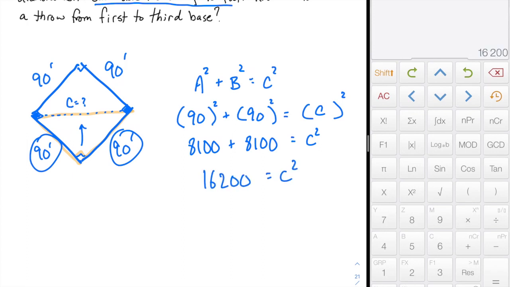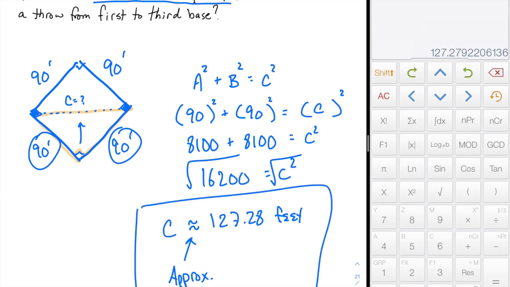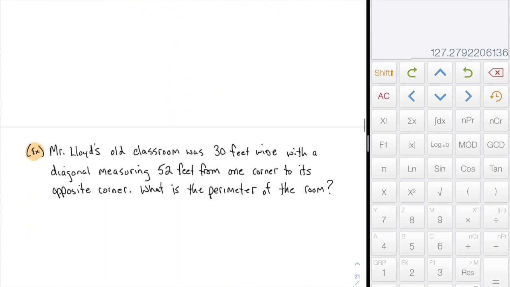And a reminder, to get rid of squares, I'm going to square root. So the square root of 16200 is 127.28 feet. Now, again, worth mentioning that here, because I'm rounding my answer, I'm going to use this symbol, which means we're approximately equal to 127.28 feet. So it's about 127 feet or so. And in most cases, that's good enough. That's your approximate answer.